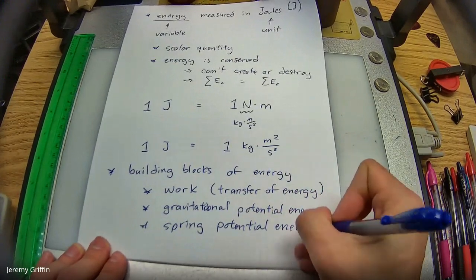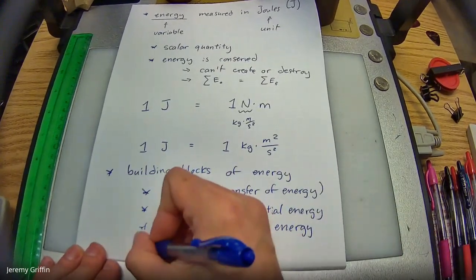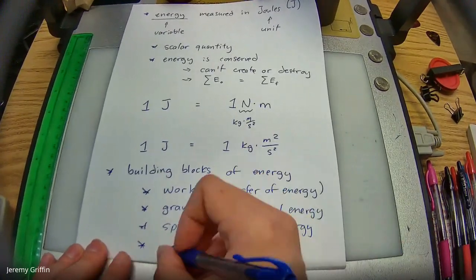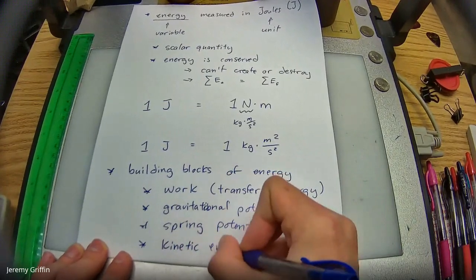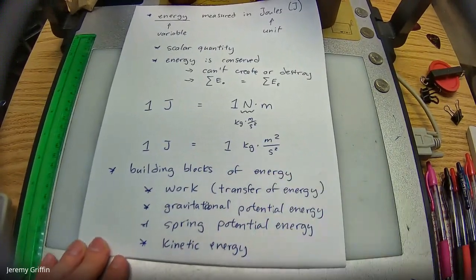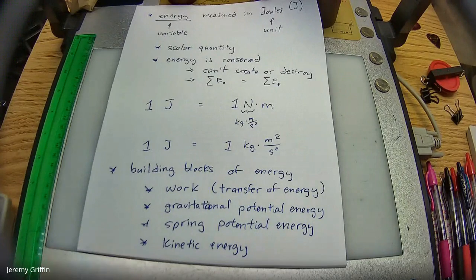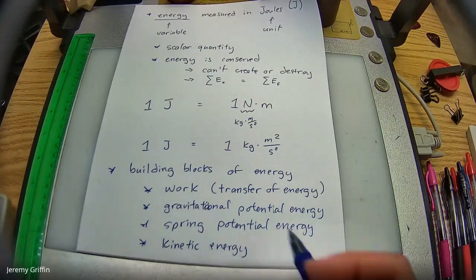Energy stored in a spring, like maybe a spring's compressed, it's got some energy, like spring loaded, ready to go. And then finally, kinetic energy, which is like energy of motion. So if something's in motion, there's a certain energy that's associated with that. Again, this is a formula attached to it.